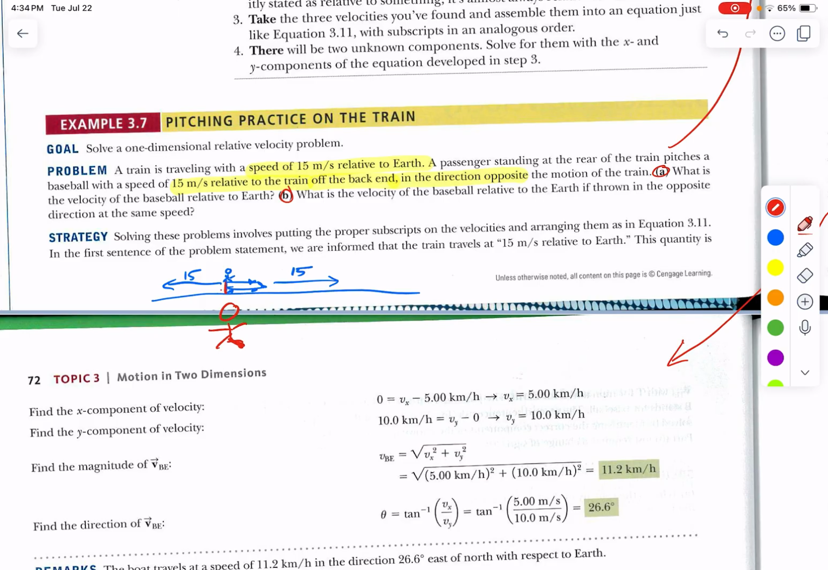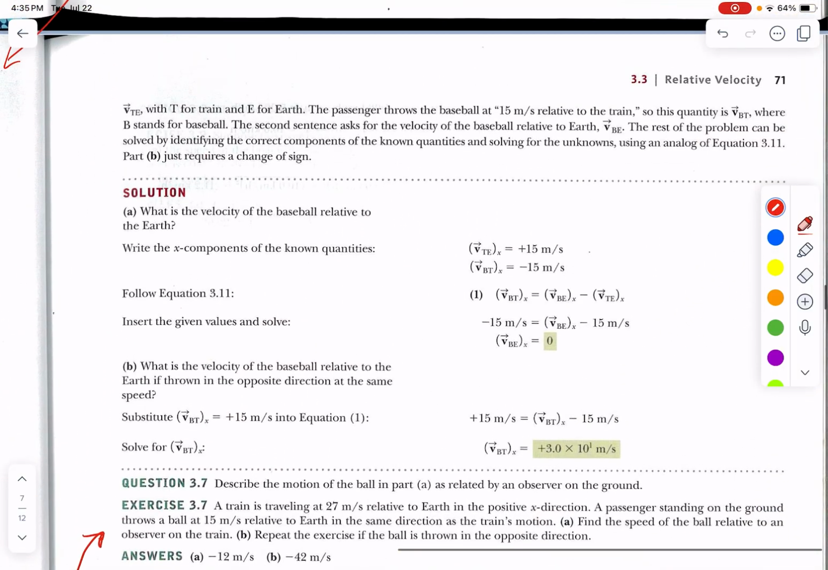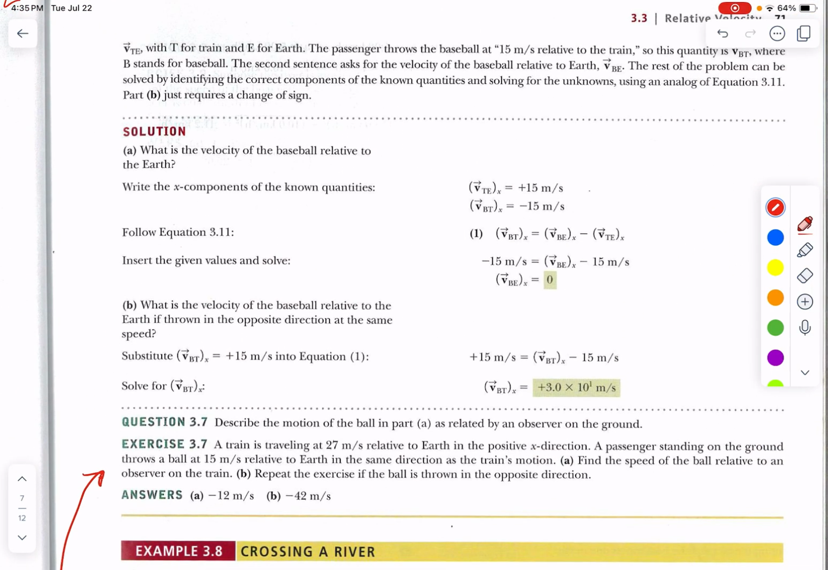And the ball will appear to just fall straight down, because these two speeds moving in opposite direction will cancel each other out. So if you have motion in one dimension, like here, all you have to do is add the two vectors together. You're adding the 15 meter per second vector of the train plus the 15 meter per second vector of the baseball, which will give a negative sign because it's in the opposite direction, and you end up with 0. Now, the next part of this problem is going to be, well, what if the person throws the ball in the same direction as the train?